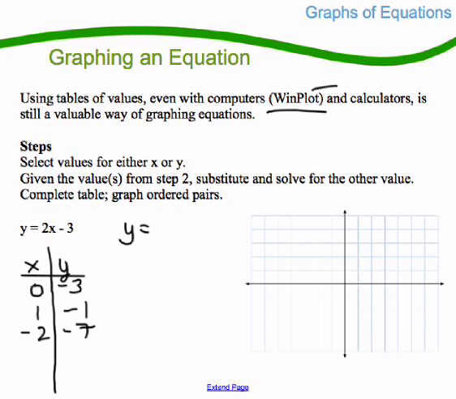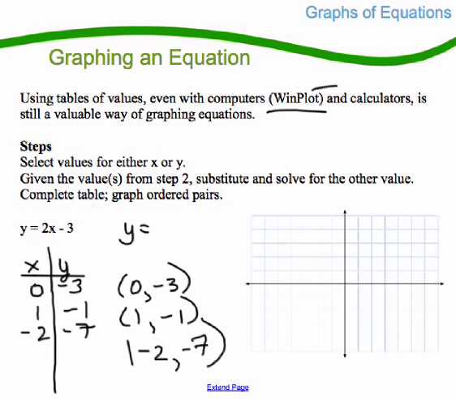Lastly, a minus 2. 2 times minus 2 is minus 4. Minus 4 minus 3 is a negative 7. Ooh, I wonder if I'll have room for that. Now I've got ordered pairs. Here's one here, 0, minus 3. My next ordered pair is 1, minus 1. And minus 2, minus 7, this should be a curly one.